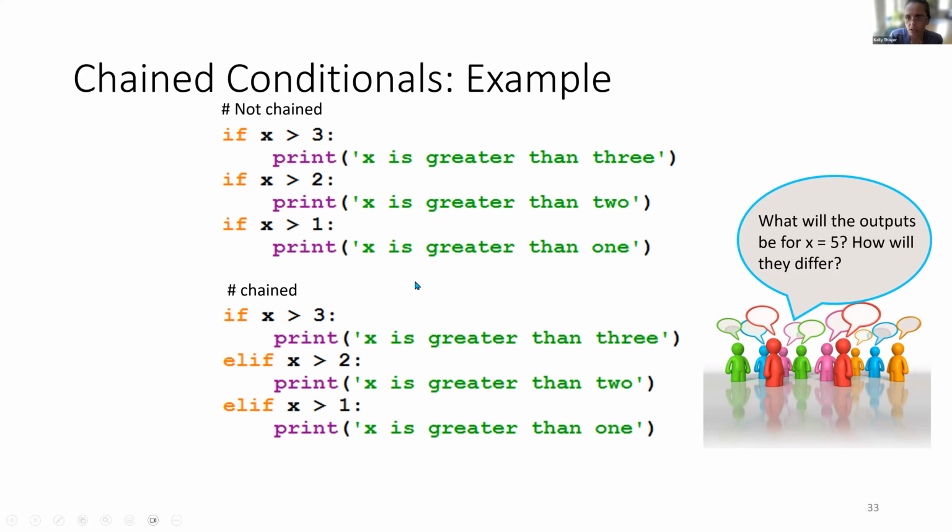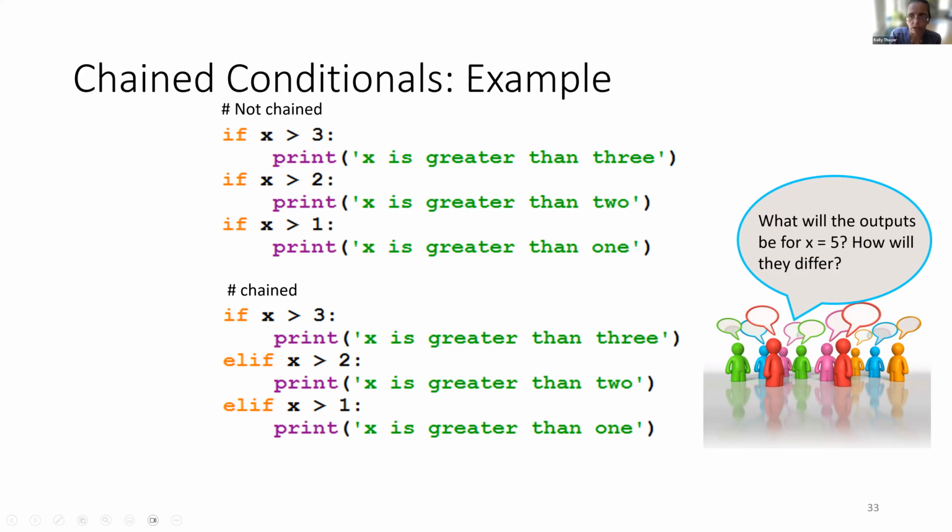Okay, so let us consider when x is equal to 5. If x equals 5, is this statement true? X is greater than 3? Yes, 5 is greater than 3. How about x is greater than 2? Yes. How about x is greater than 1? Well, yeah, that's true too. So that means that all 3 of these are true statements.